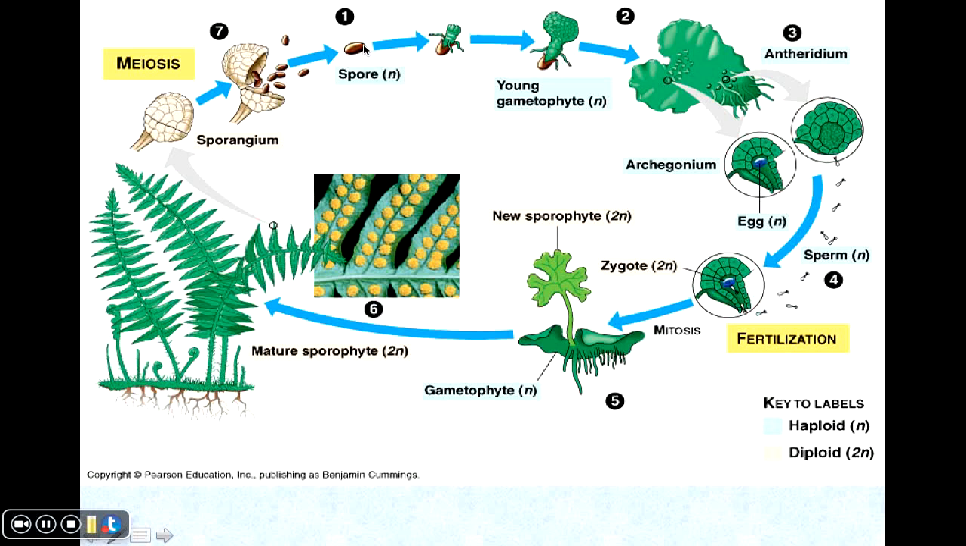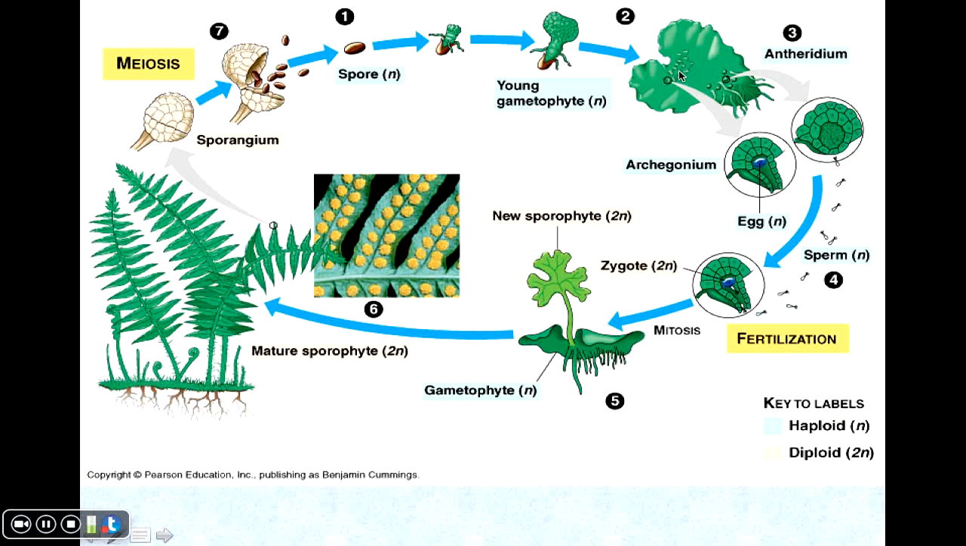Spores, again, are produced by meiosis. Spores are haploid, single-celled structures. They're released, blown around in the wind for a while. Eventually, they fall to the ground somewhere. And again, if conditions are conducive, they will germinate and grow into gametophytes, as spores always do. Notice in ferns that the gametophytes are bisexual.